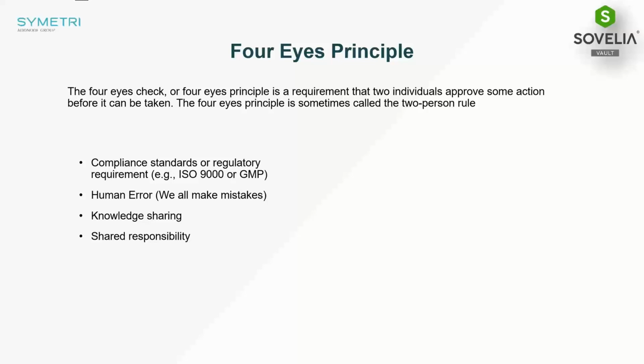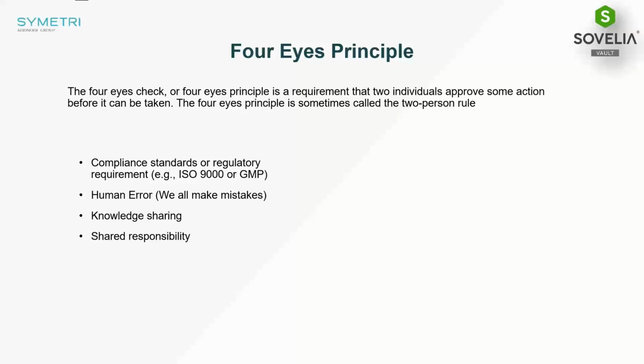So just some bullet points on why people will implement the 4 eyes principle. The first bullet point here is probably the most common, and that is because it's a compliance standard or a regulatory requirement. So if you're following one of these compliance requirements like ISO 9000 or 9001, if you're in manufacturing, or GMP, which is good manufacturing practices, if you're in, say, pharmaceutical, you'll be following GMP practices. So essentially, you're forcing the application to ensure that certain internal workflows are met or certain regulatory requirements are met.